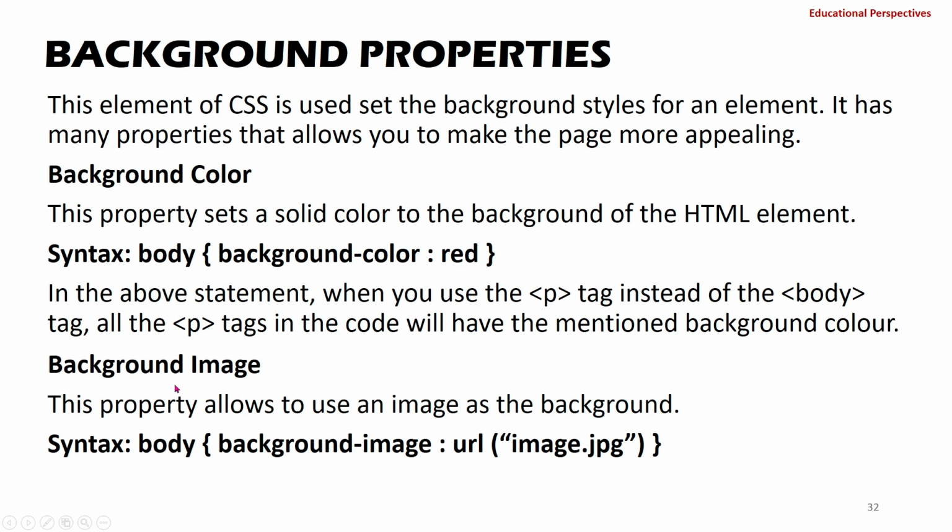Background image. This property allows you to use an image as the background. For this, we have to write the syntax as body, then curly bracket, then background hyphen image, then we will put a colon, and then we will write the complete URL, uniform resource locator, that is the complete address of the image file, and the file name with extension.